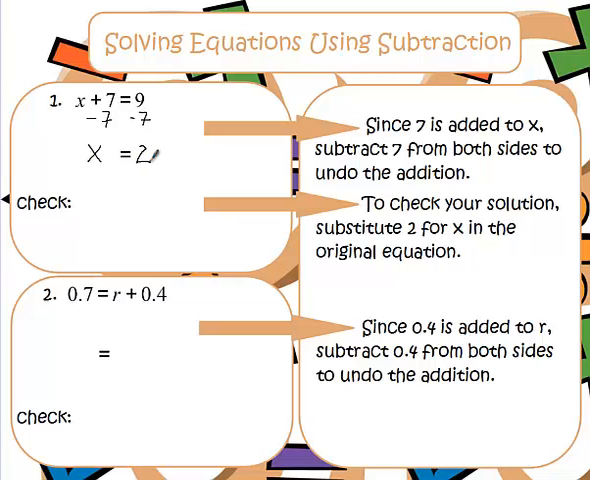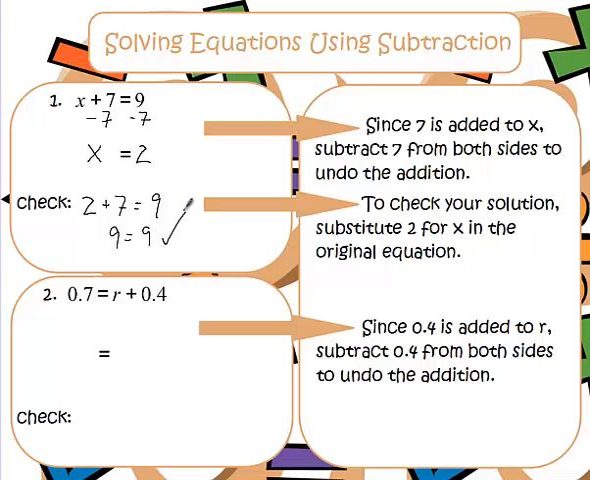So let me go ahead and check that. I will put 2 in for x in the original equation. So now I have 2 plus 7 equals 9. And that is true. 9 does equal 9.